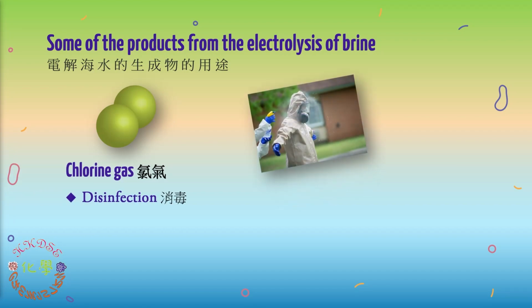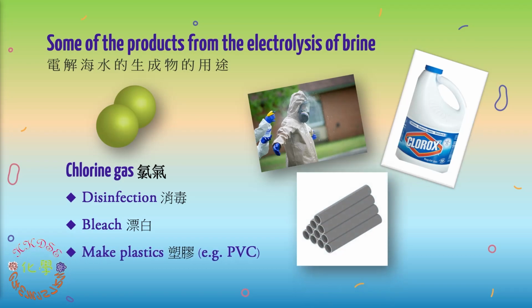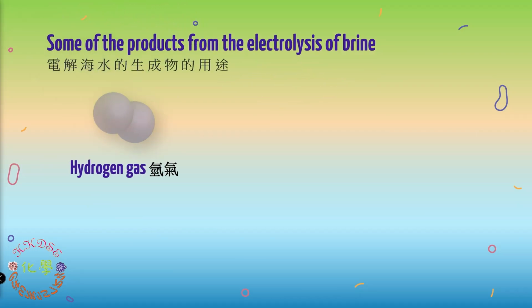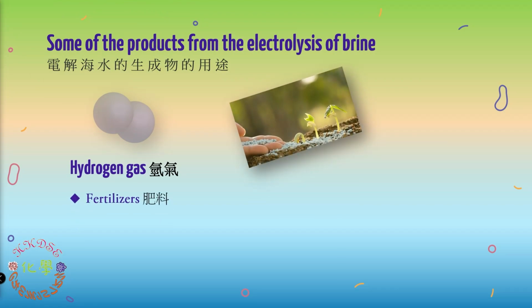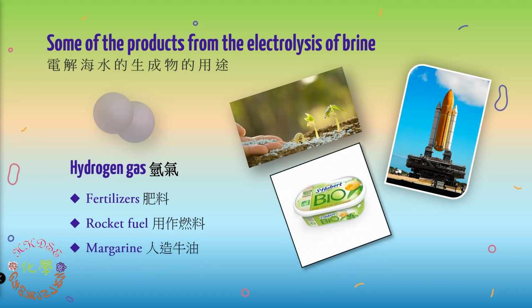Use of chlorine. Chlorine can be used for disinfectant drinking water and pool water. Manufacturing bleach. To form a plastic which is polyvinyl chloride. Uses of hydrogen. Hydrogen reacts with nitrogen to make ammonia, raw materials for the production of fertilizers. Used as fuel. To make artificial butter.